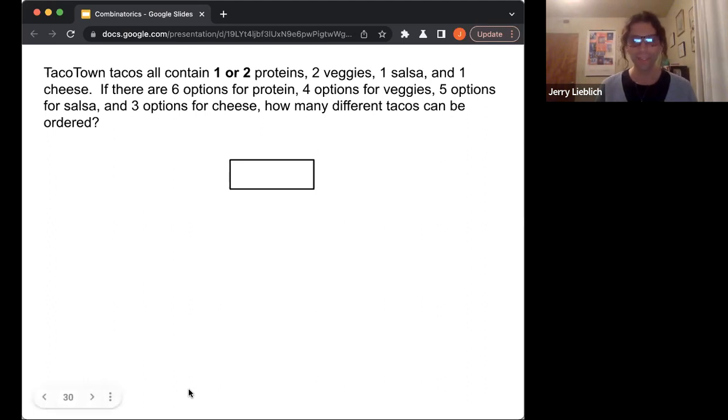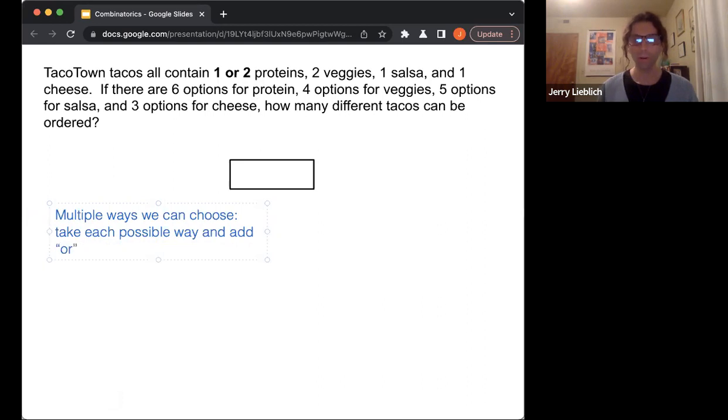Okay, so here we have this added wrinkle, 1 or 2 proteins. And if we see this, that there's multiple ways we can choose, we have to take each possible way and add. This is where an or leads us to addition. So we need to look at the case where we have 1 protein and the case where we have 2 proteins.